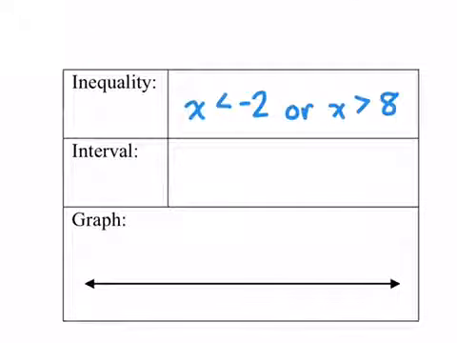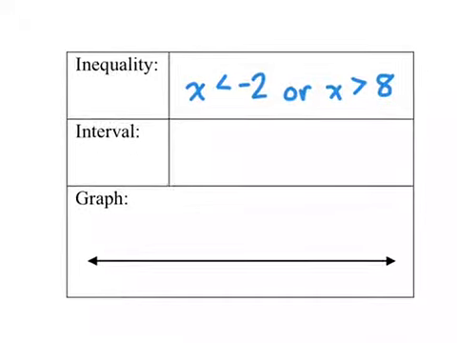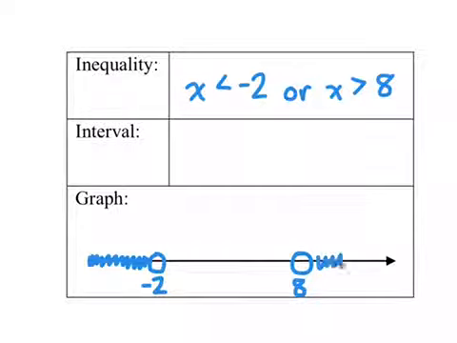Now I'm going to come down here to take care of the inequality, which we just figured out. The interval we'll get to in a second, but let's talk about the graph first. So what I'm going to do is plot the two endpoints of my interval. So I have my negative 2, and I want all the numbers less than negative 2. So I'm going to shade to the left, and I'm going to leave that open. Same thing over here when I get to 8. It's going to be open because it is not equal to, and I'm going to shade to the right because that represents all the numbers greater than 8.